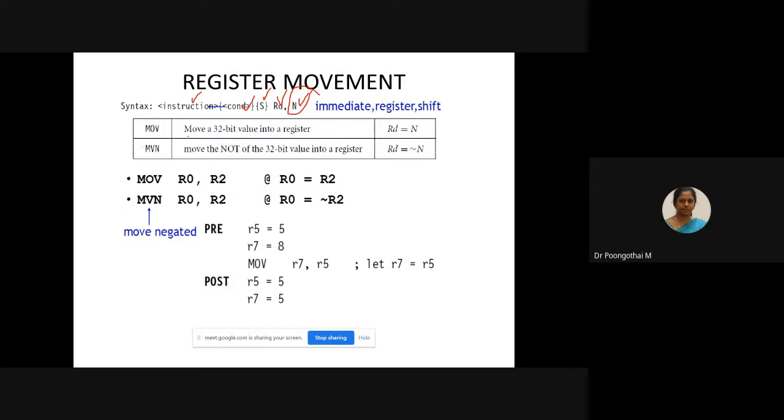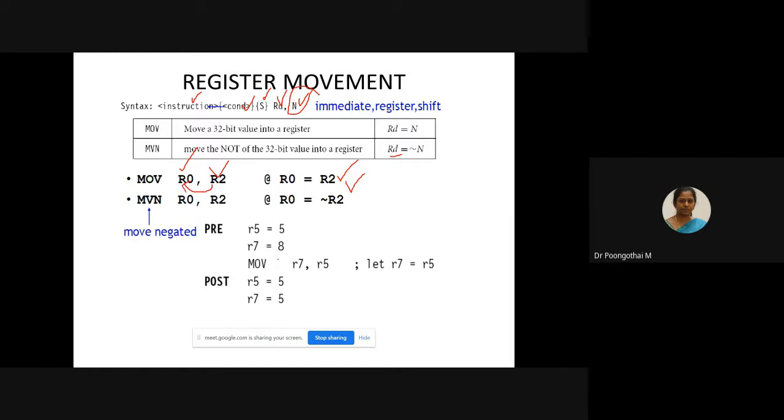Okay. So move means move a 32-bit value into the register. We are just transferring the data from source to destination. Move not means it will take the one's complement value, and that value is written into the destination register. So these are the syntax for general move and move negated instructions. We can use two registers here, one is the source operand and the other is the destination operand. After execution, this value is copied into R0.